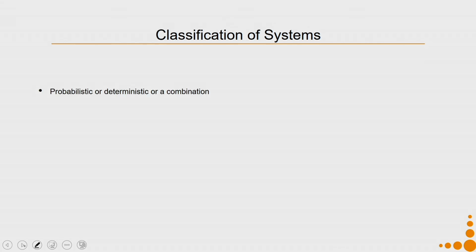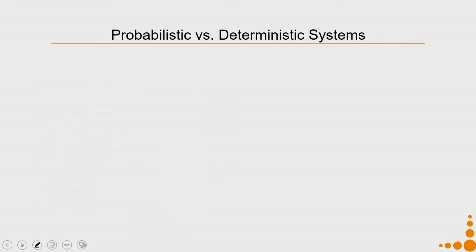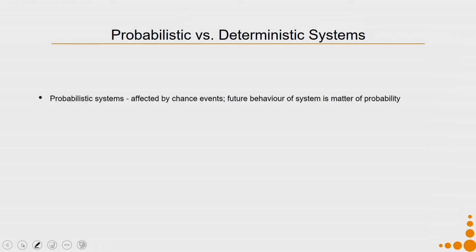So there can be probabilistic or deterministic systems, or a combination. There can be open or closed systems. We can have continuous or discrete systems. We can have physical or conceptual systems, static or dynamic systems, natural or man-made systems. Let's look at each of these. So, probabilistic versus deterministic systems.